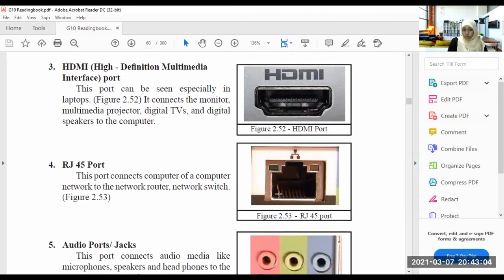RJ45 ports are used to connect to the network switch. This port connects a computer of a computer network to the network router or network switch. We will learn about the router and about the computer network switches. Okay, these are devices which are used to connect the computers together. That is a network.